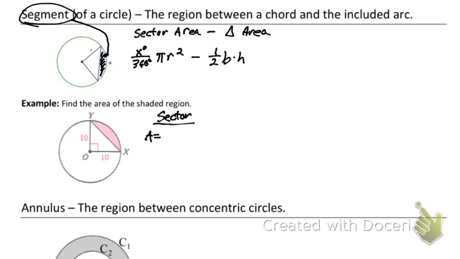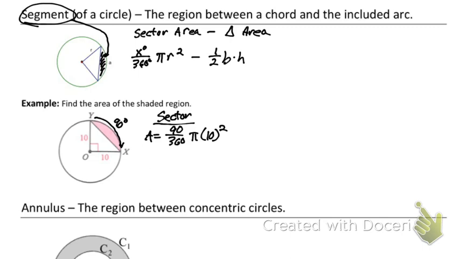It would be pi r squared, but we need something in front of that pi r squared. So pi r squared would be pi times 10 squared. Sangha, what do I need in front of that? You're going to need 90 over 360. And that comes from, since our central angle is 90, that's going to make this measure 90 degrees. We have 90 divided by 360 times pi r squared.